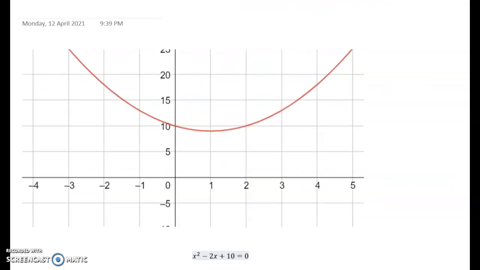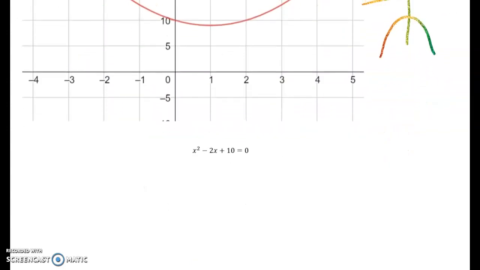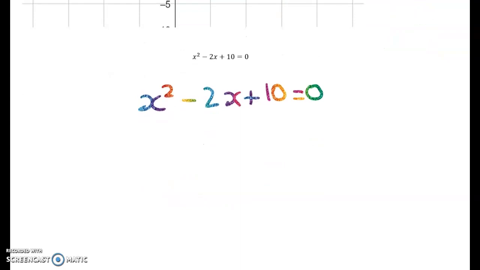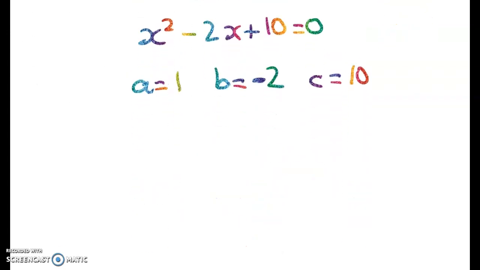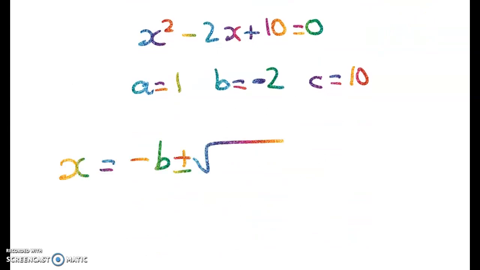And our last case is one where we don't have any real roots. So we've got a parabola that's just hanging like this, or the upside down version would be one like this. So here's an example of that equation. We've got x squared minus 2x plus 10 equals 0. So a is 1, b is negative 2, and c is 10. So let's do the full quadratic formula on this, and then we're going to look at the discriminant and see why this is going to give us no solutions. So x is equal to negative b plus or minus this.